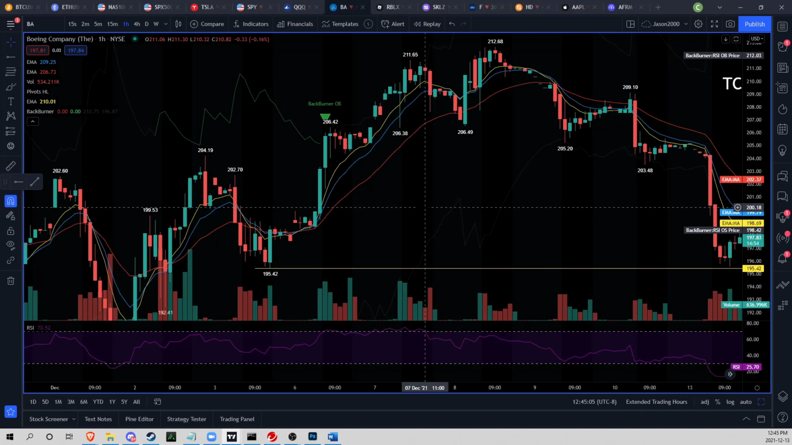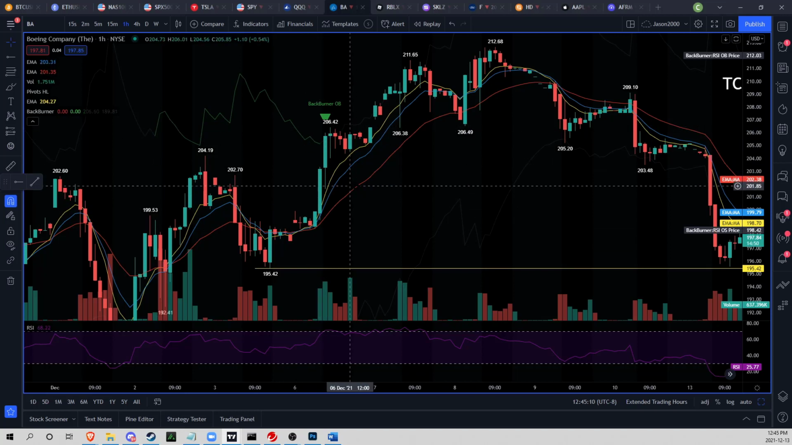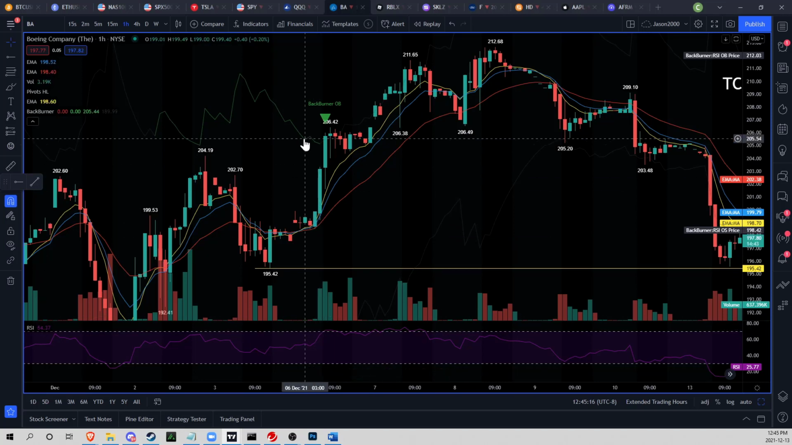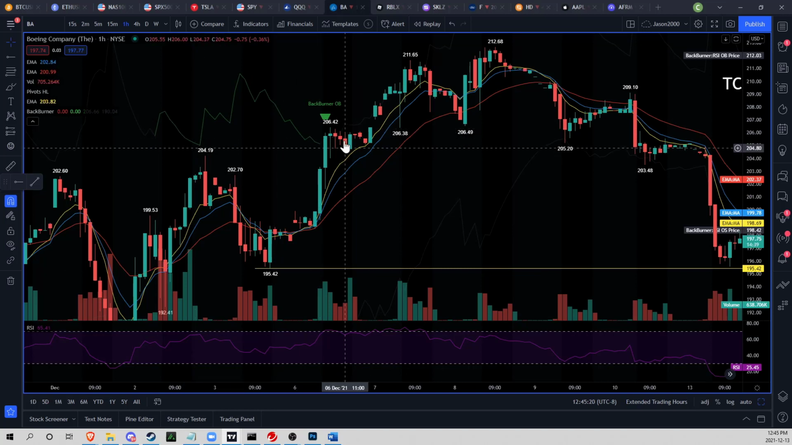We are waiting to see if the price action, this short-term boost to the upside, is going to be enough to create an RSI 70-plus condition combined with our overall short-term strength and momentum to create that perfect RSI BackBurner overbought. And we can see that those conditions were met.